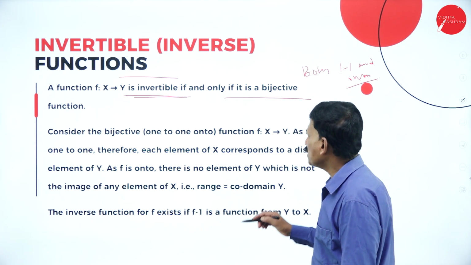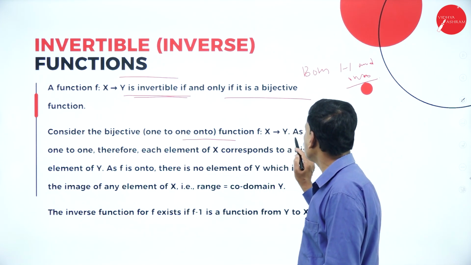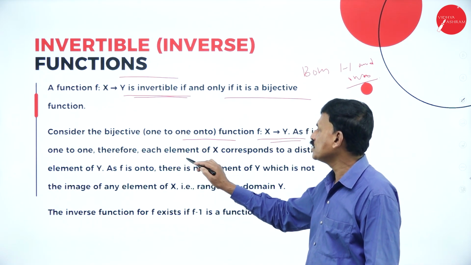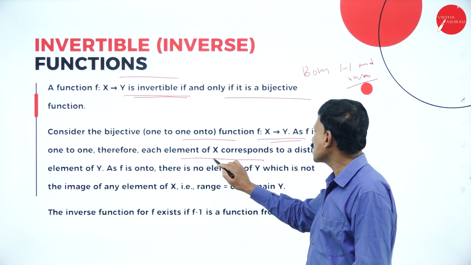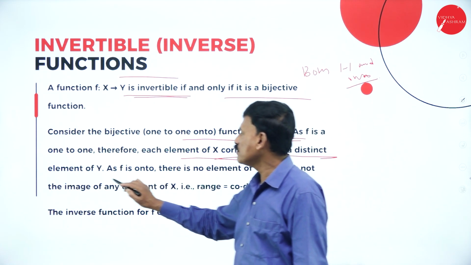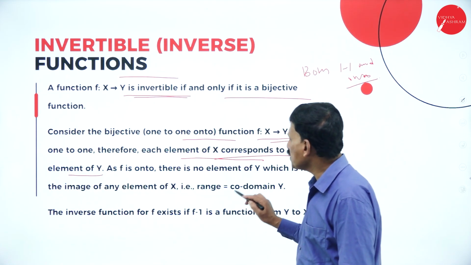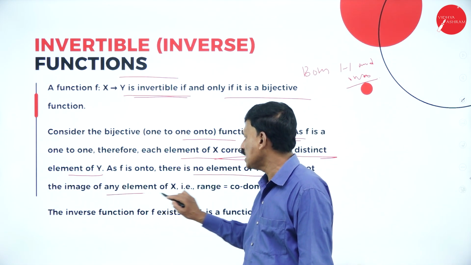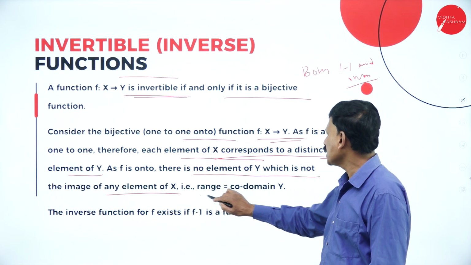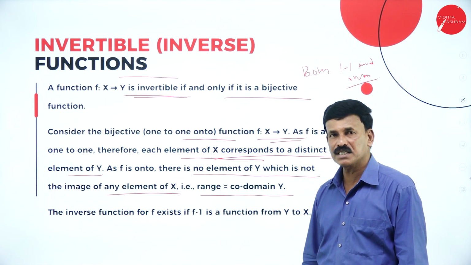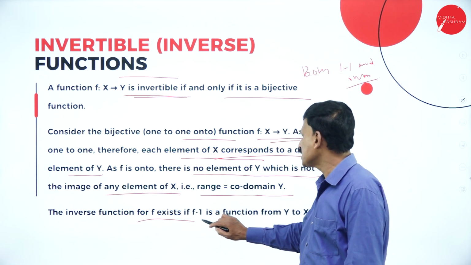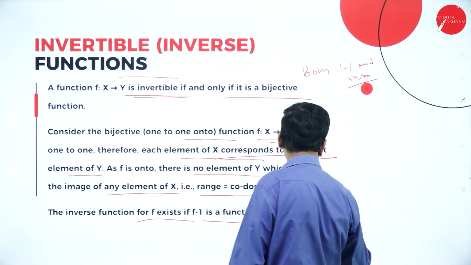Now consider the bijective function, 1-1 and onto function f from X to Y. As f is 1-1, each element of X corresponds to a distinct element of Y. As f is onto, there is no element of Y which is not the image of any element of X. Therefore, the range is equal to the codomain. So the inverse of f exists and it is denoted as f inverse.